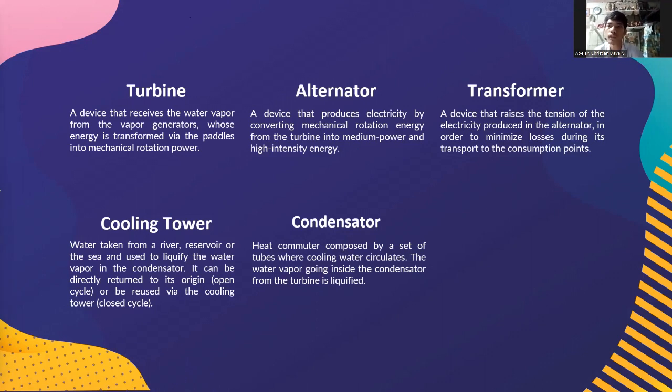Transformer, a device that raises the tension of the electricity produced in the alternator in order to minimize losses during its transport to the consumption points. So here in the transformer, when the alternating current passes through the primary coil, it creates a varying magnetic flux.